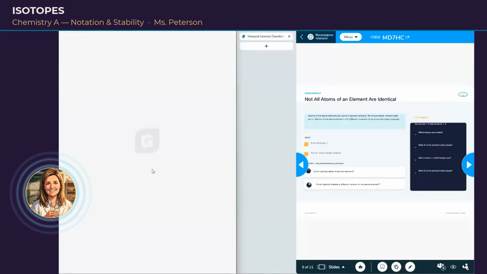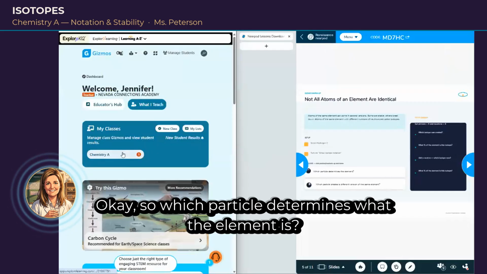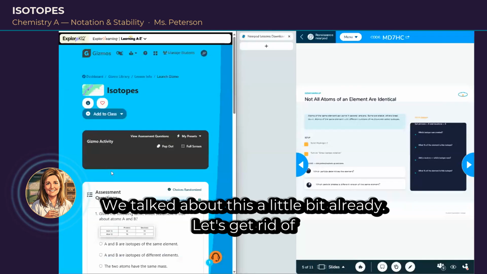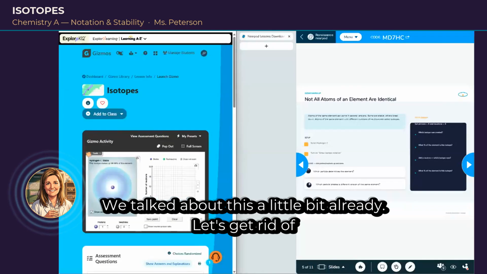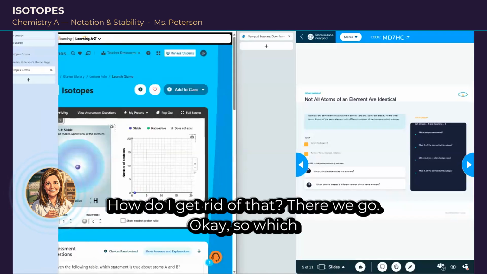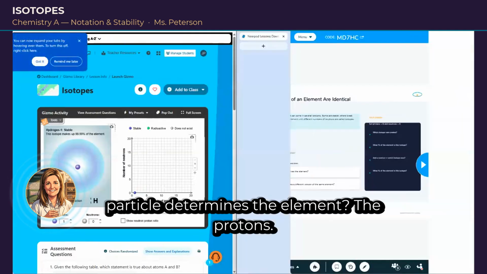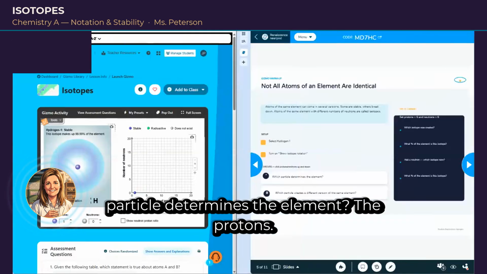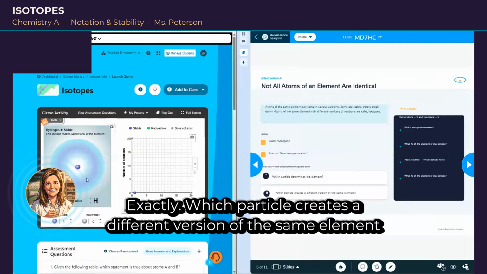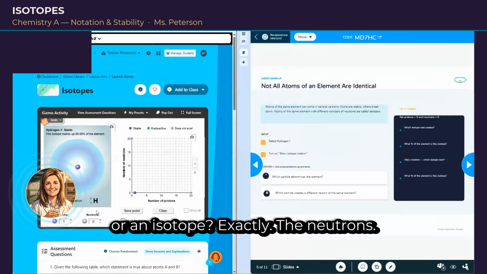Sorry. Okay, so which particle determines what the element is? We talked about this a little bit already. And I want to hide this so we have a little more room. Which particle determines the element? The protons, exactly. Which particle creates a different version of the same element, or an isotope?